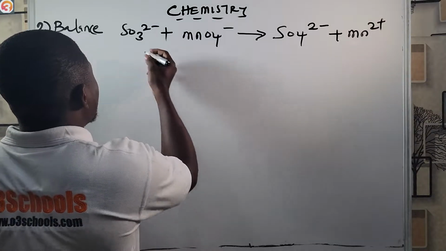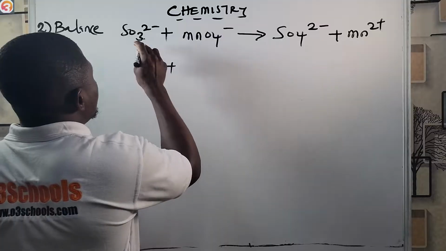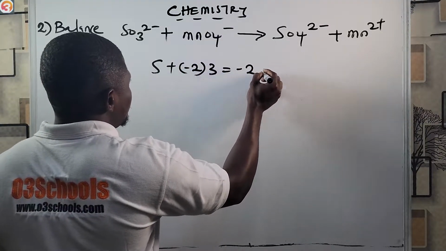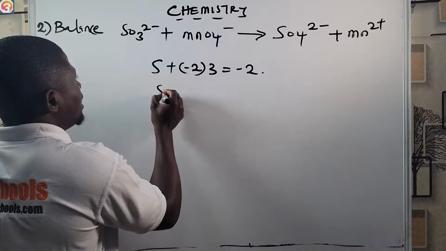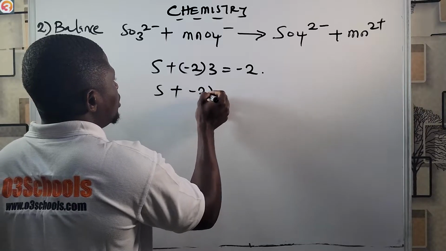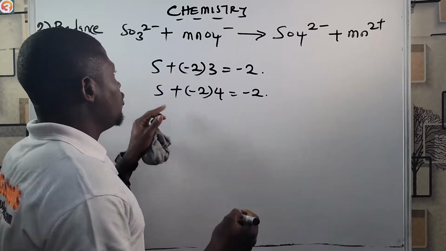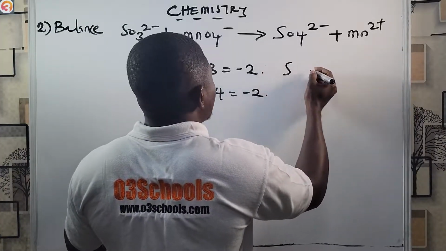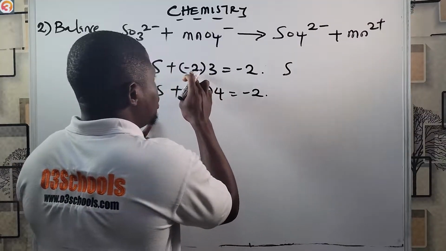Now with sulfur, calculate the oxidation state of sulfur here. I'm going to have S plus oxygen, which is minus 2, times 3, is equal to minus 2. For the right hand side, S plus minus 2 into 4 oxygen atoms. So for this one I'm going to have S plus times minus. Okay, but first of all, you need to first multiply.